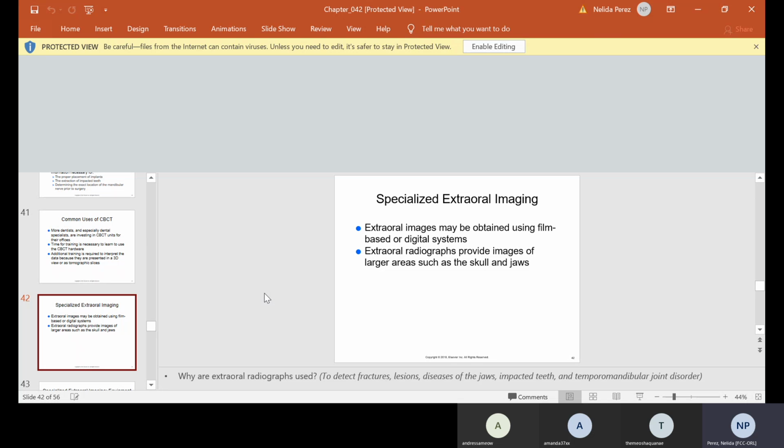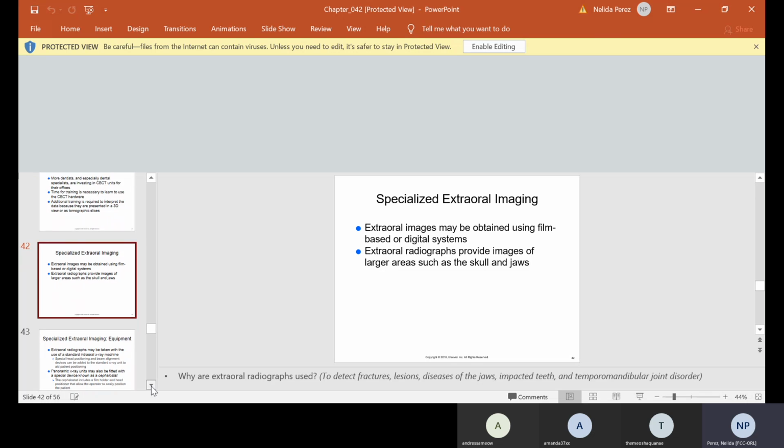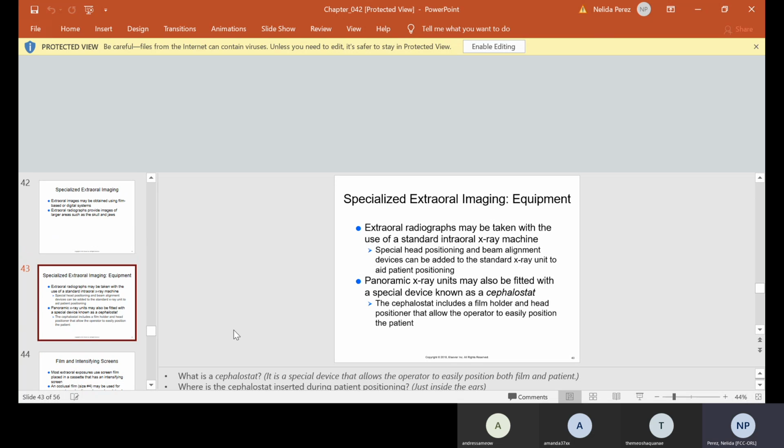Specialized extraoral imaging. Extraoral images may be obtained using film-based or digital systems. Extraoral radiographs must provide images of larger areas such as the skull and jaws. Extraoral radiographs may be taken with the use of a standard intraoral X-ray machine. Special head positioning and beam alignment devices can be added to the standard X-ray unit to aid patient positioning.